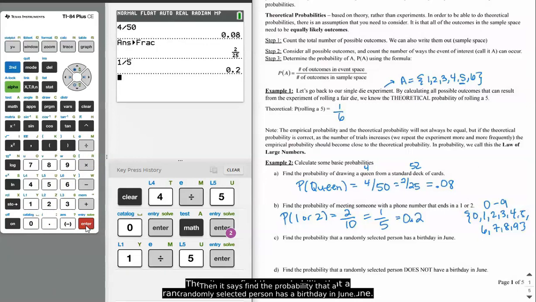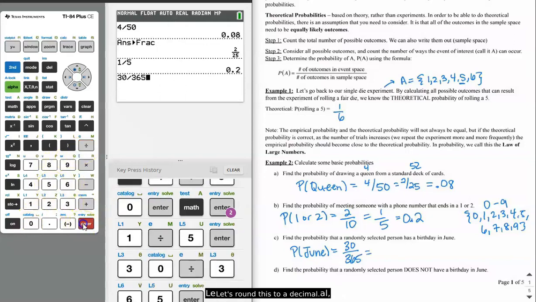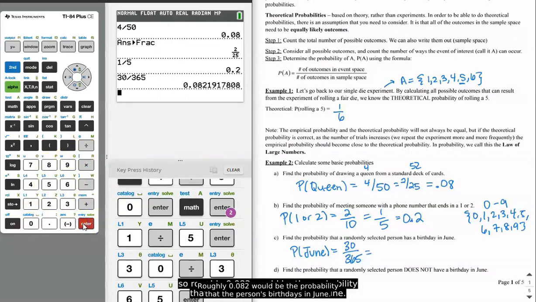All right, so then it says, find the probability that a randomly selected person has a birthday in June. So, probability of June. If I think how many days are in June, there's 30 days out of my 365. So I could take 30 divided by 365. Let's round this to a decimal. So roughly 0.082 would be the probability that the person's birthday is in June.